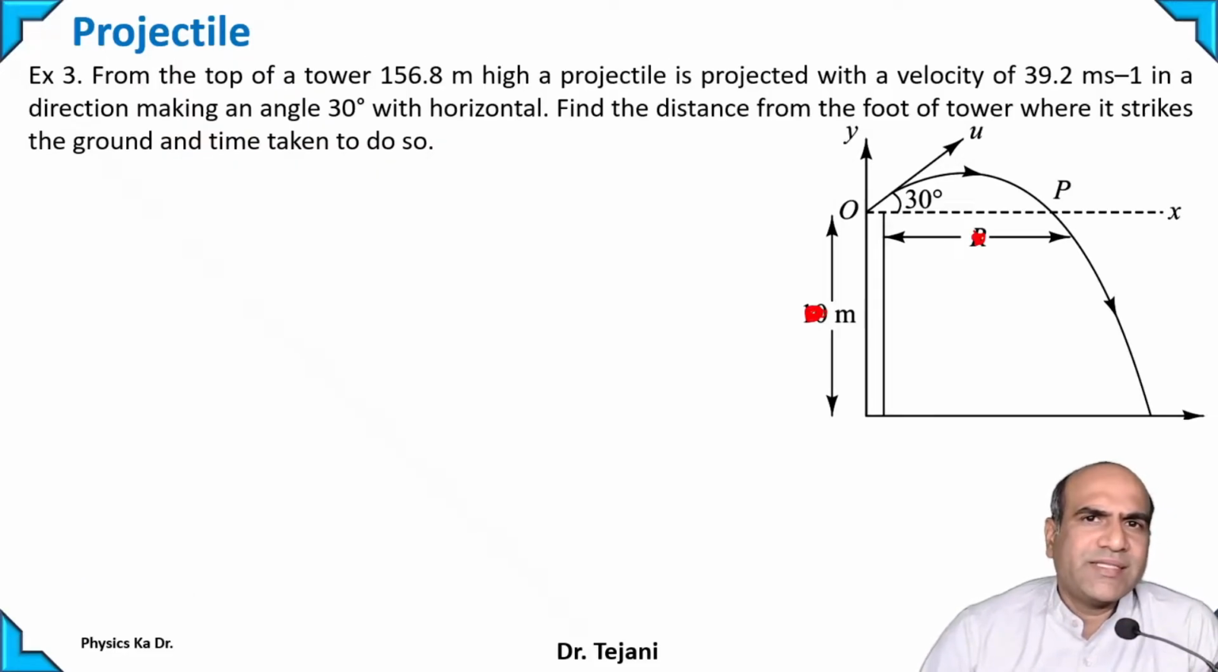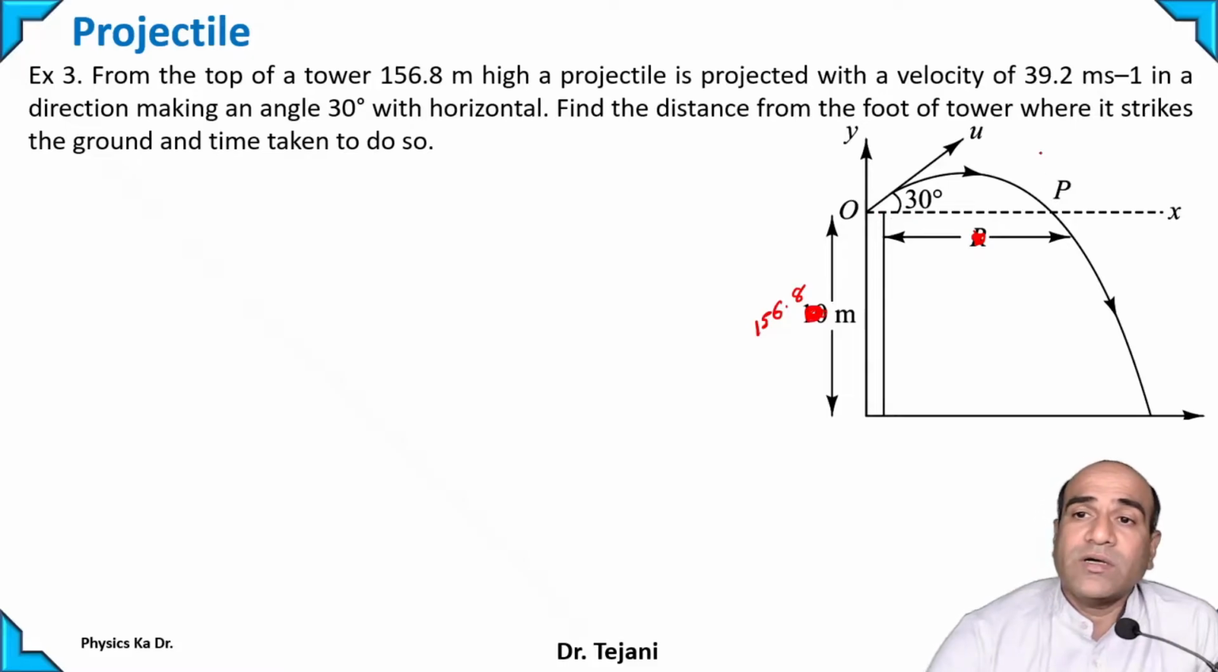Example number 3 is here. I think you should pause the video here and solve it by yourself, to boost your confidence, and your correct answer will bring you happiness. So example number 3: from the top of the tower, height is given 156.8 meter, a projectile is projected with an initial velocity. Initial velocity is given 39.2 meter per second in a direction making angle 30 degree with horizontal.